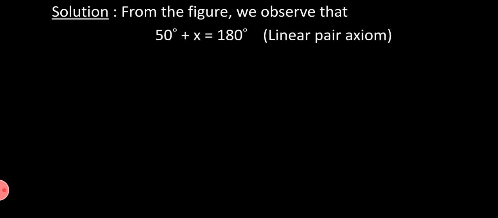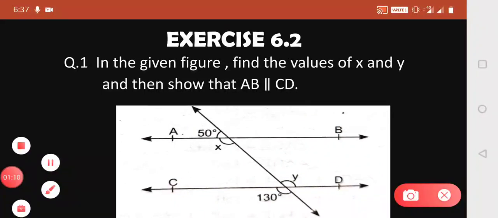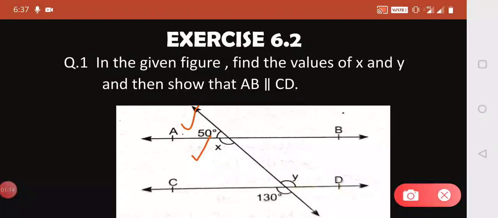From the figure we observe that 50 degree plus x equal to 180 degree according to the linear pair axiom, because these two are a pair of linear angles. Looking at the figure, you can see that x plus 50 degree will give 180 degree because the summation of these two is a straight line.